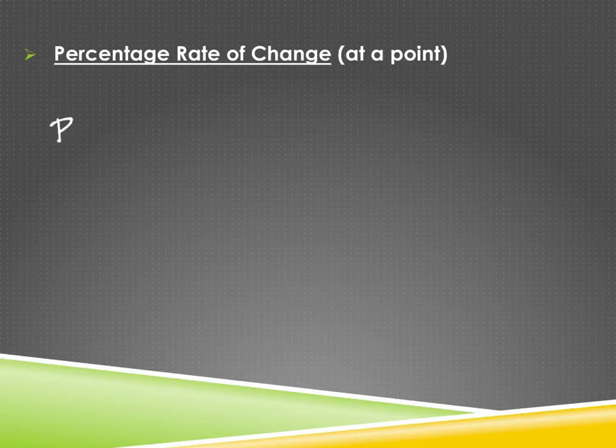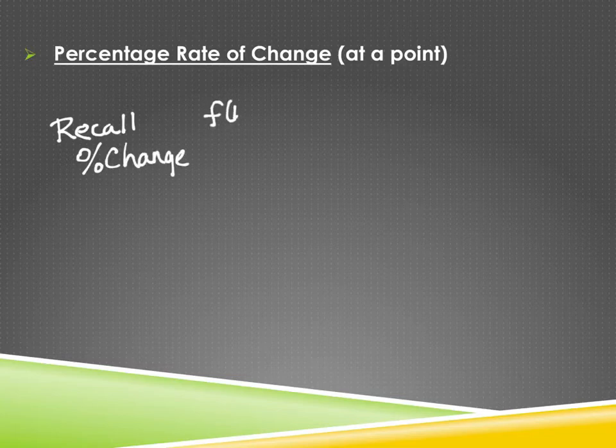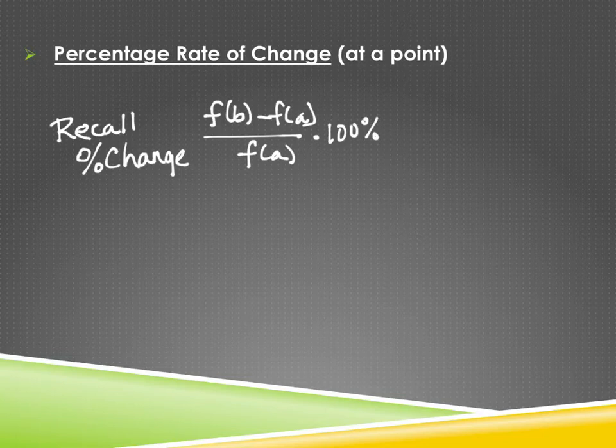So just to recall first, we're going to recall percent change. Percent change was f of b minus f of a over f of a times 100, right? Y'all remember that? Section 2.1. That's percent change. So what changes when we do percentage rate of change? Well, it's based on the fact that this is not happening over an interval. There is no interval here for a percentage rate of change. There's a specific point in time that we're calculating for.